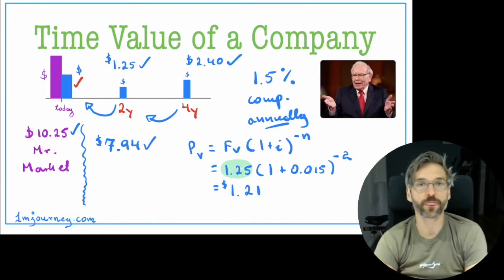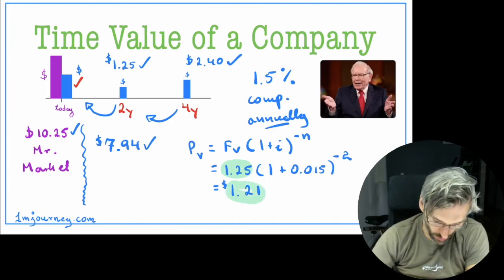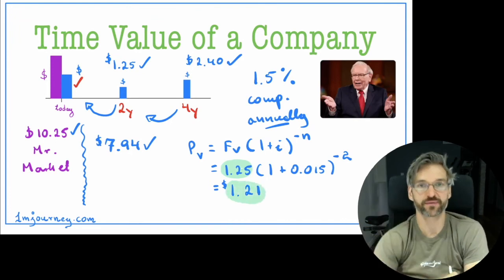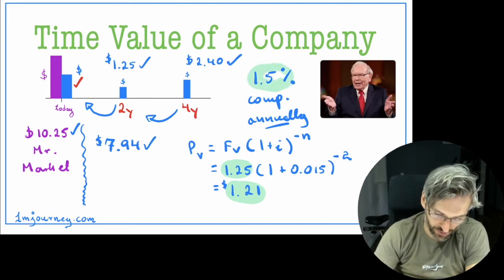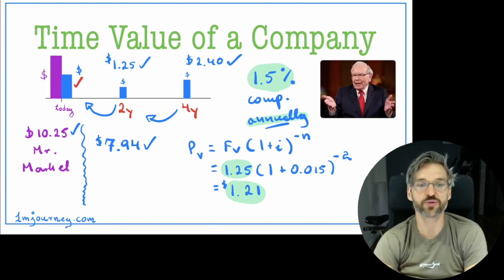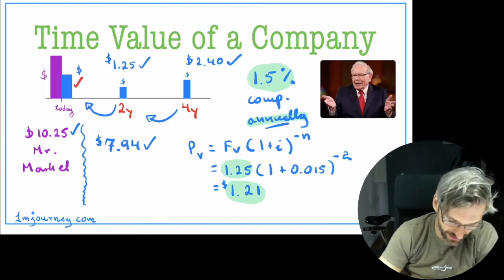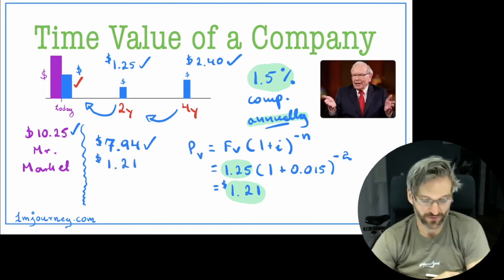$1.21. So what this is saying is that $1.25 two years from now is equivalent to $1.21 today. Those two are equivalent at 1.5% compounded annually. Those are equivalent, so that we know. So I can add this, $1.21.